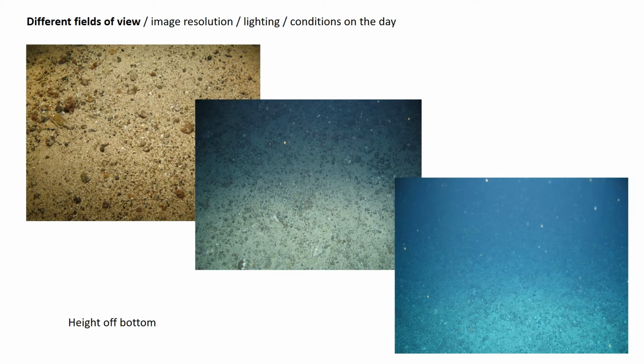In addition, the height off bottom that this equipment is deployed at can change dramatically the field of view and also the level of lighting that you have. So what you can see here is actually an image from a drop camera of the same bit of sea floor, from the equipment being on the sea floor to 1 meter off bottom to 2 meters off bottom, and you can see how it changes what you can actually see in your field of view.